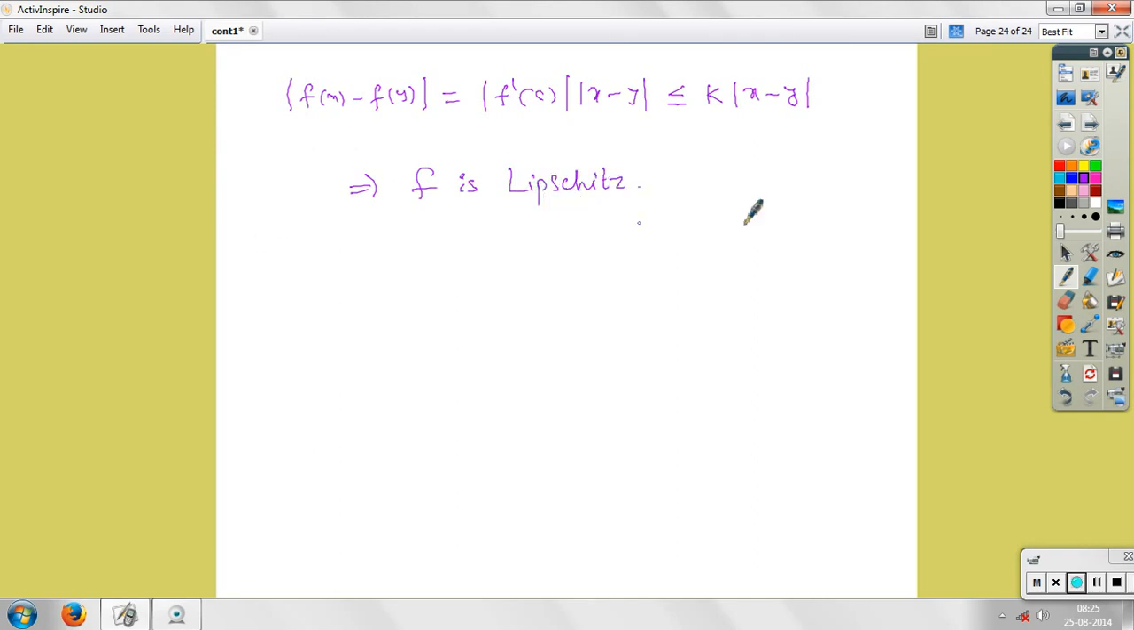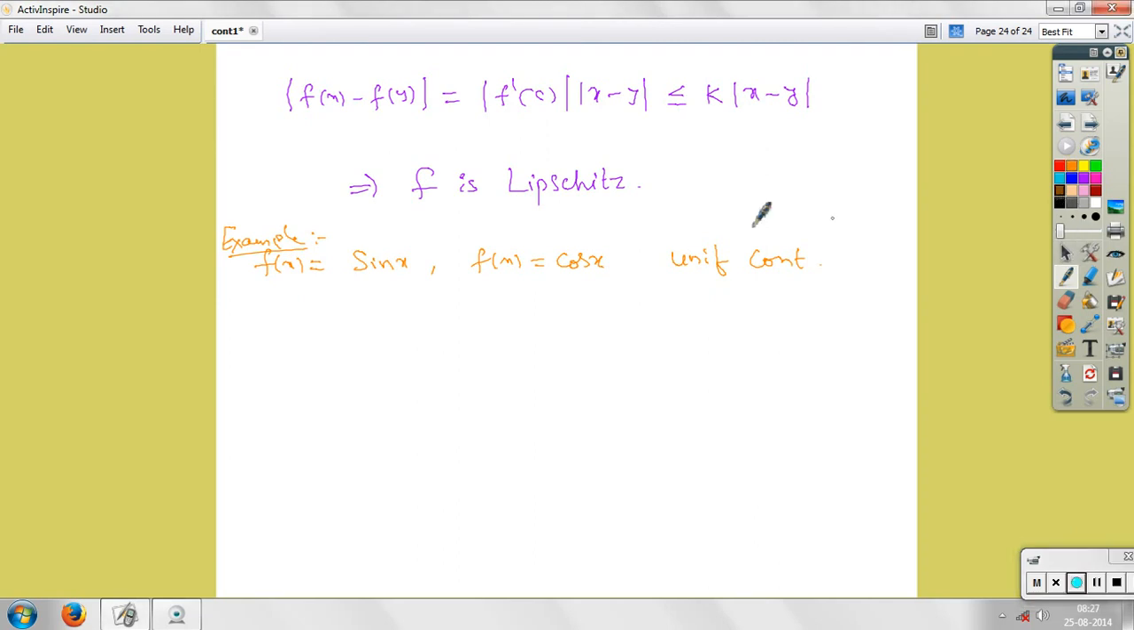So the immediate consequence from this result is that f of x equals sin x and f of x equals cos x are all uniformly continuous. Not only uniformly continuous, they are Lipschitz, because they are all differentiable and mod f dash of x is less than or equal to 1. These are all immediate examples. So what are all other functions which are uniformly continuous?